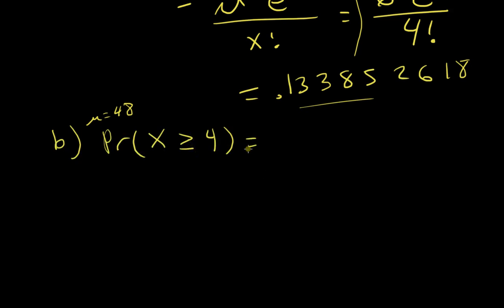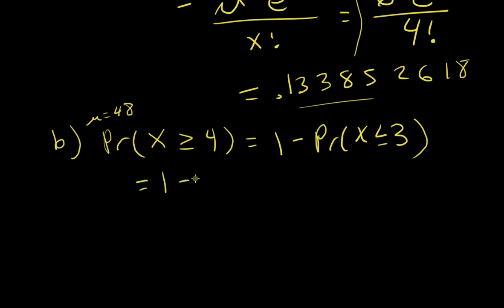So at least 4. You are, however, going to need to flip this around because we can't go x equals 4, x equals 5, x equals 6, x equals 7, because it would just continue on forever, right? There's no upper limit for the number of aircraft that can land there, but there's a lower limit of 0, right? So let's use the complement. That is less than or equal to 3, or less than 4, right? So this is the complement, 1 minus the complement, okay?